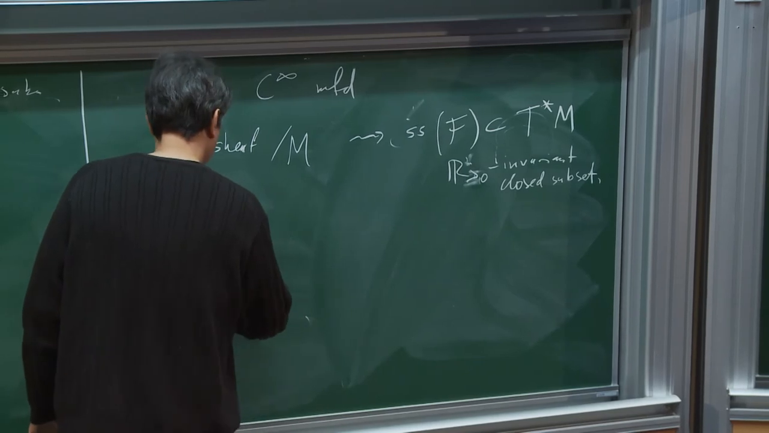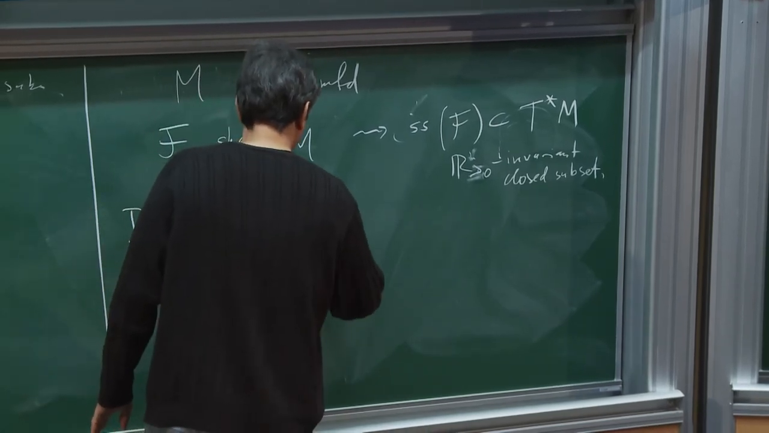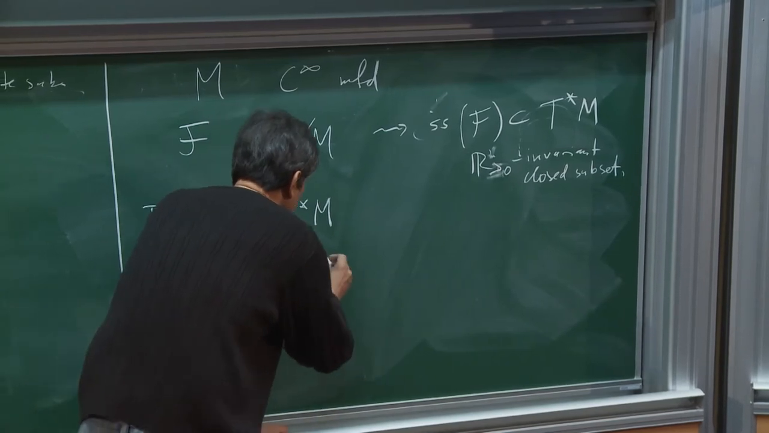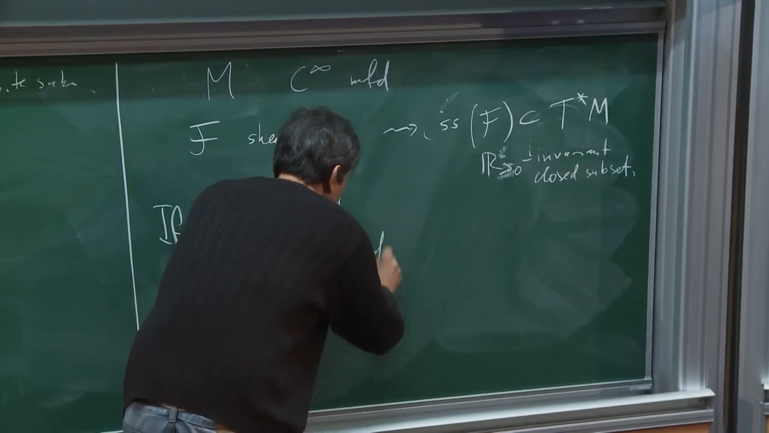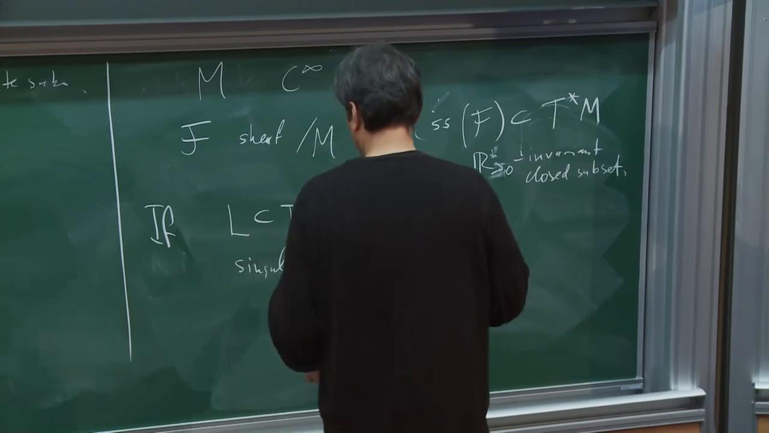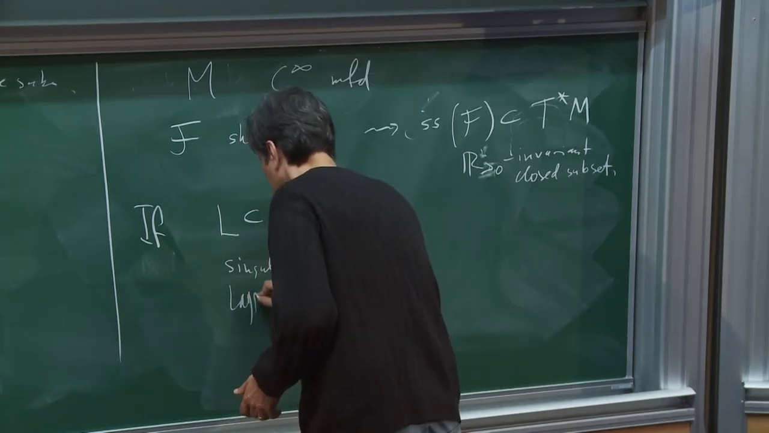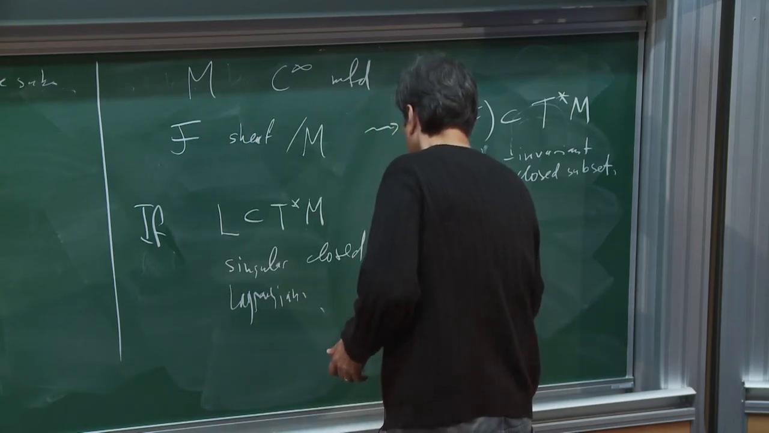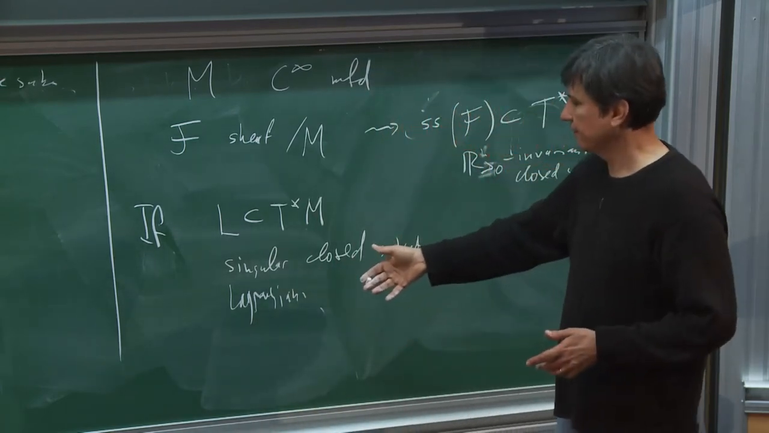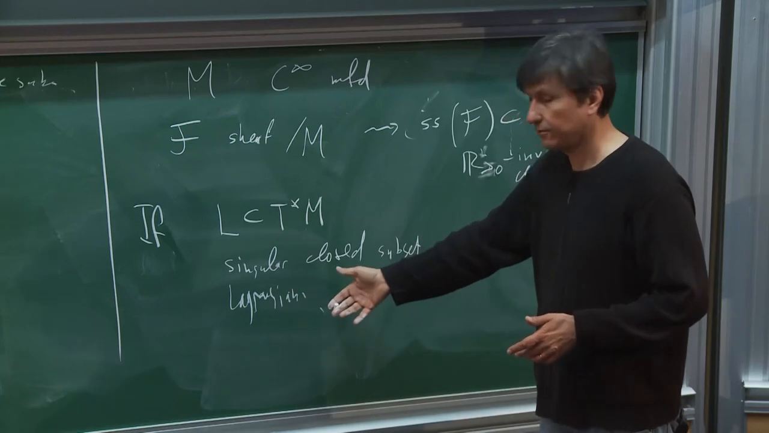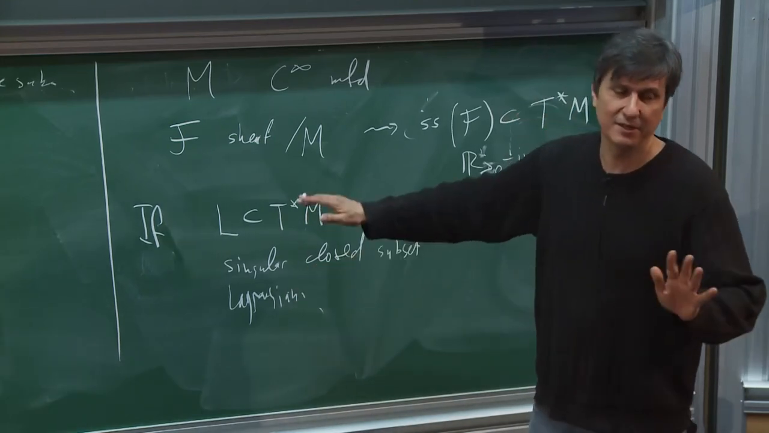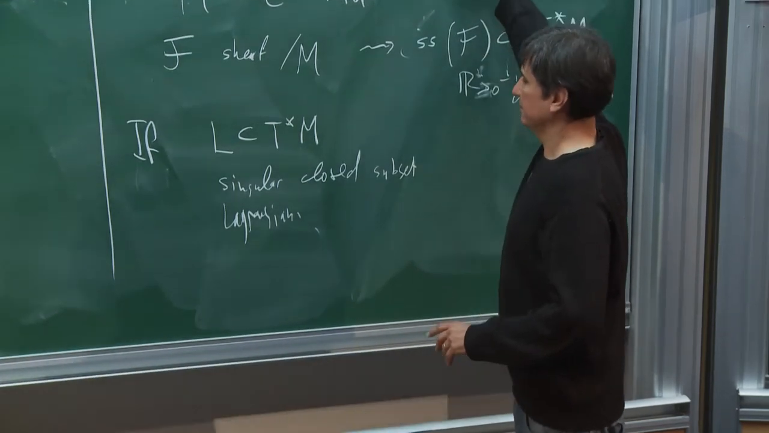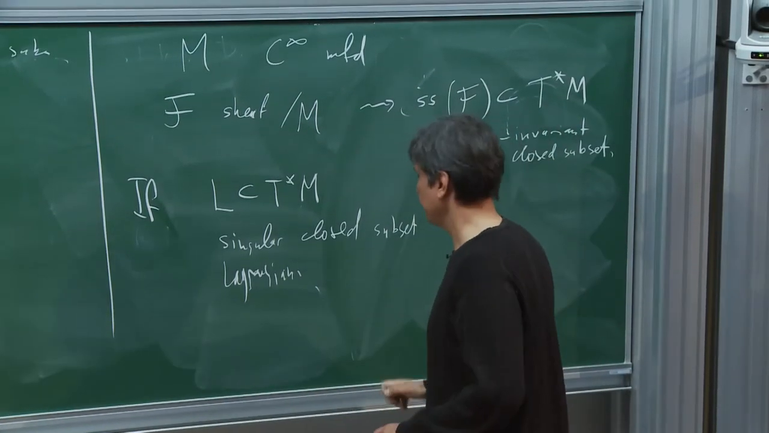If L in a cotangent bundle is a singular closed conical subset, and in our case will be a singular Lagrangian closed subset. I'm not terribly clear about what kind of singular Lagrangian, let's say some analytic, but it's a good choice, subanalytic.